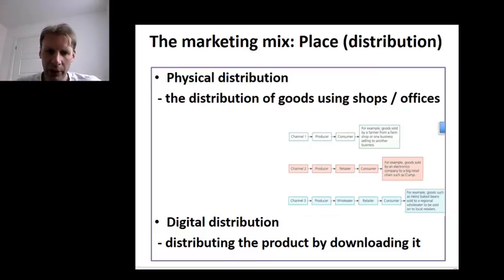Channel 1 distribution is obviously good because it's quick, and the profits that the producer is going to get don't have to be shared with other businesses like wholesalers and retailers. So if you take a farm shop selling milk directly to customers that visit the farm shop, that would be an example of producer to consumer.